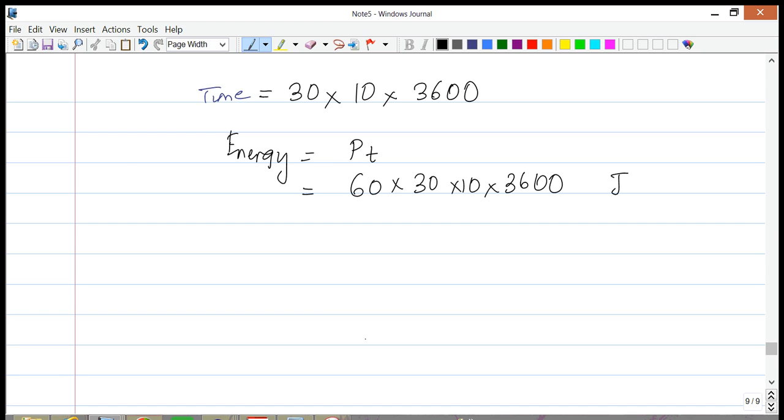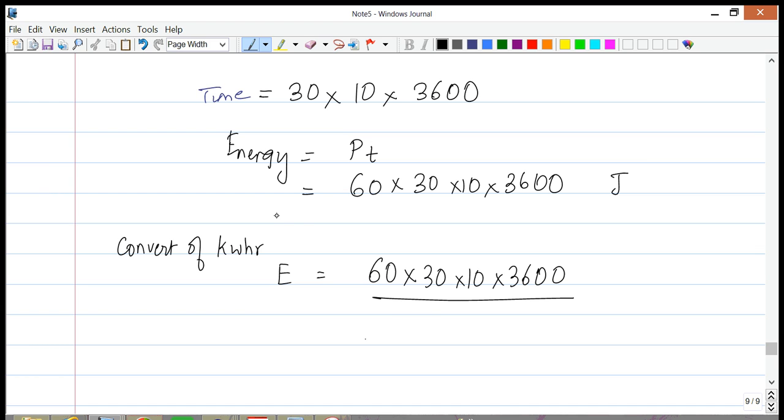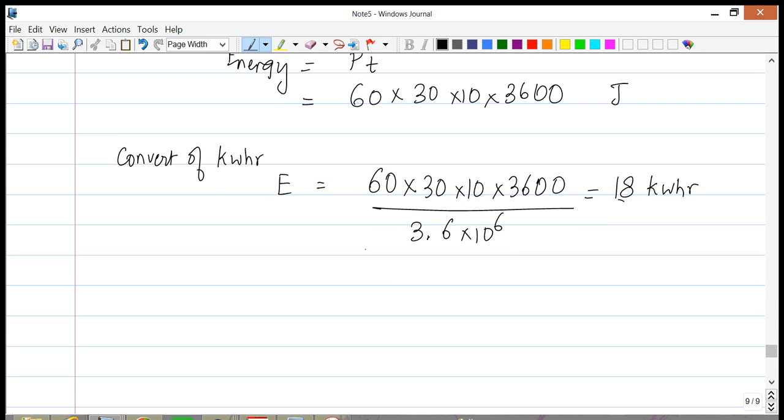So now we're going to find the total kilowatt hours. So we'll convert to kilowatt hours. And in order to do that, what we'll simply do is take this number and divide it by 3.6 times 10 to the 6. Okay, so when we do this, it will give us the total number of kilowatt hours. So let's figure out what. So now this happens to be 18 kilowatt hours. Okay, now we are ready to calculate the cost.